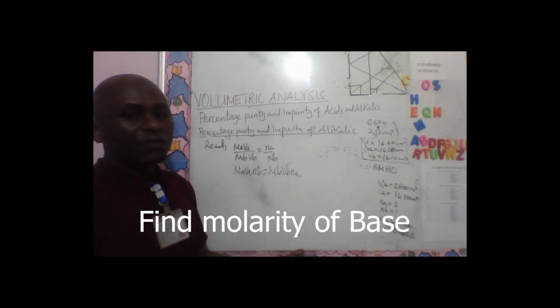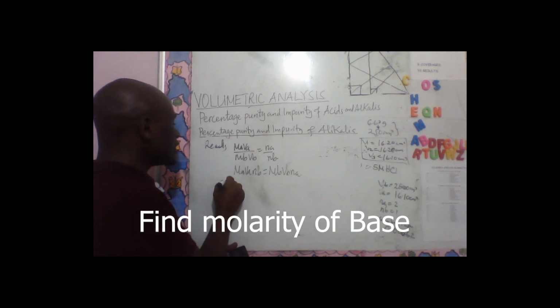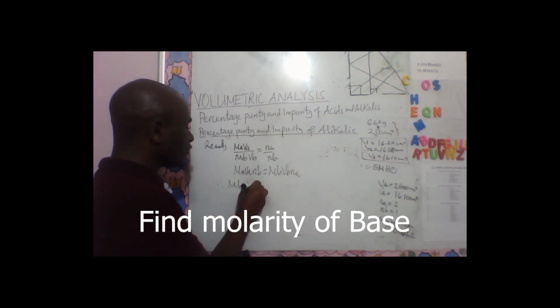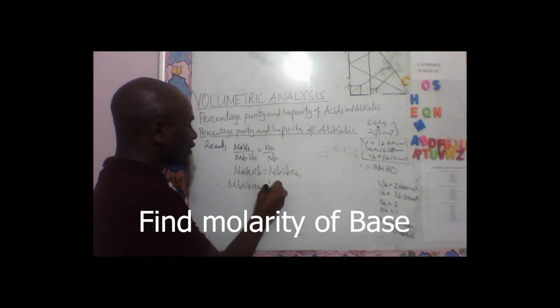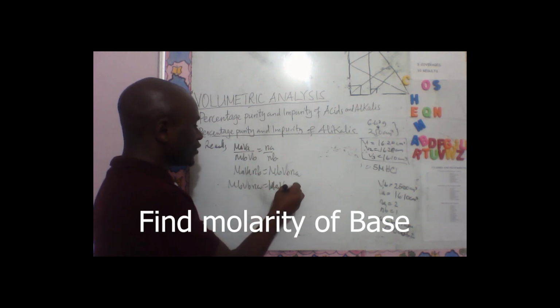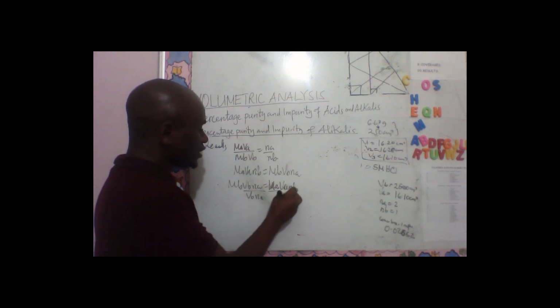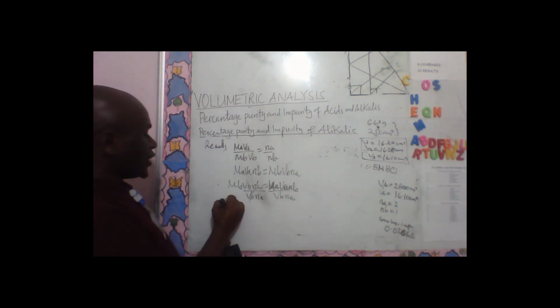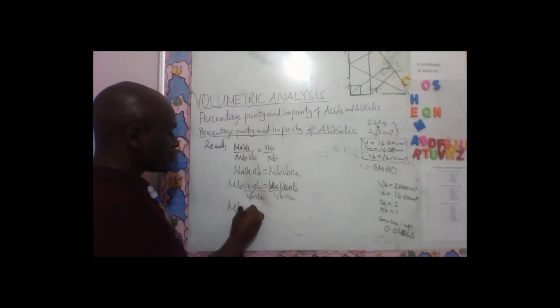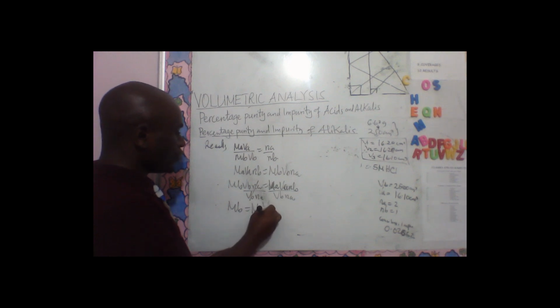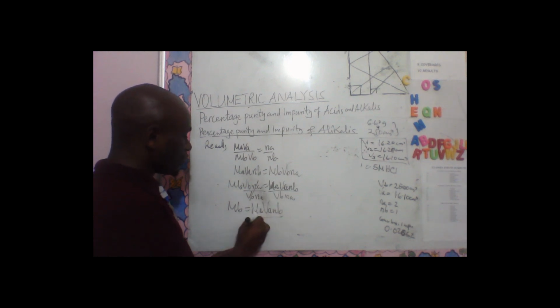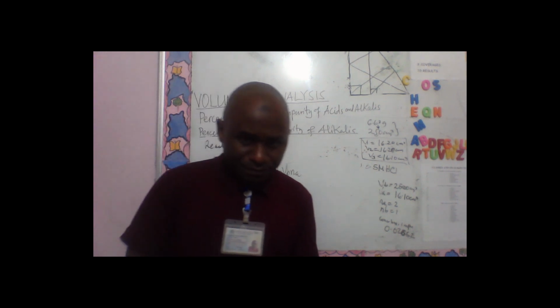Here our intention is to find the molarity of base. So molarity of base, volume of base, number of acid is equal to molarity of acid, volume of acid, number of base. We divide by volume of base and number of acid, and cancel. We remain with the molarity of base is equal to molarity of acid, volume of acid, number of base over volume of base, number of acid.